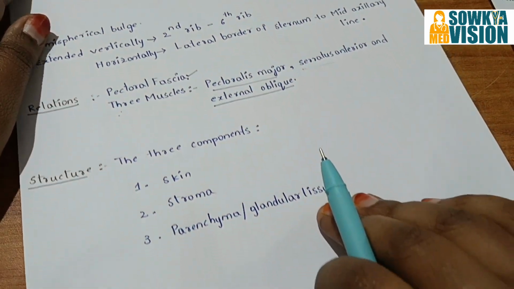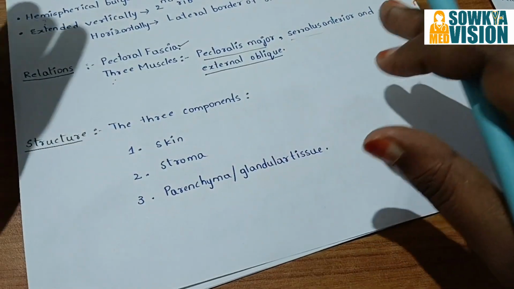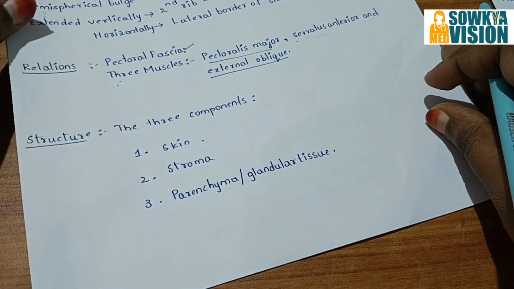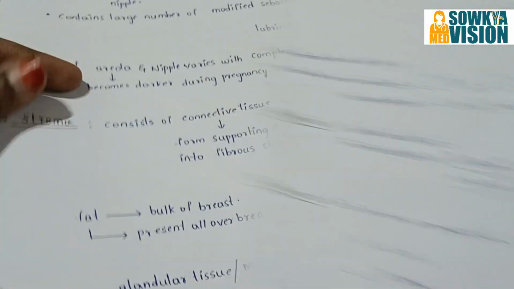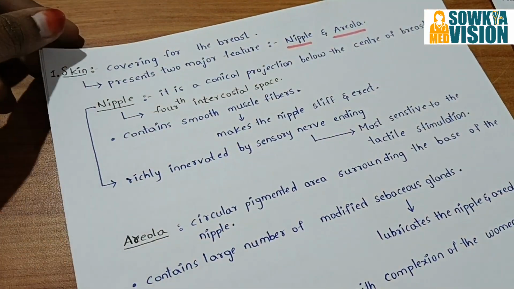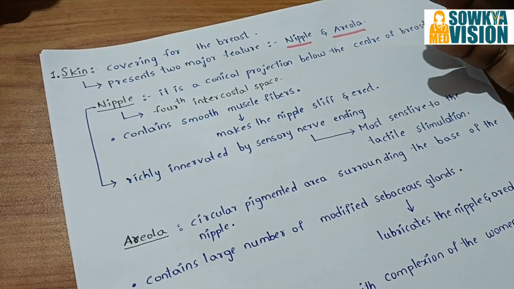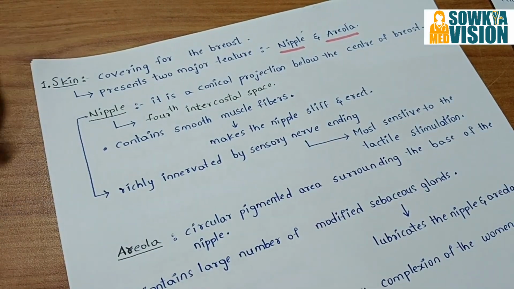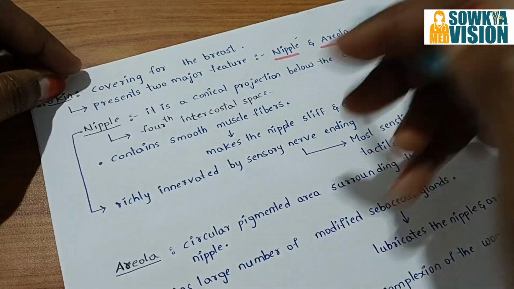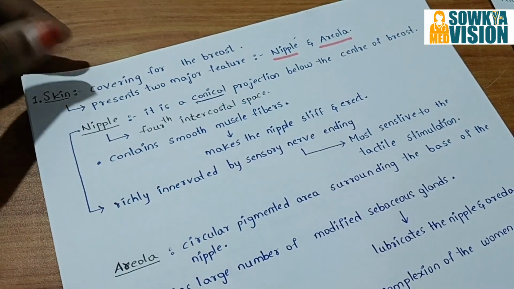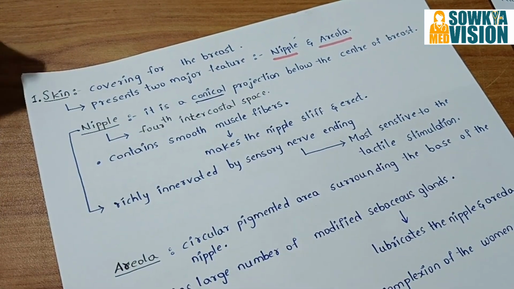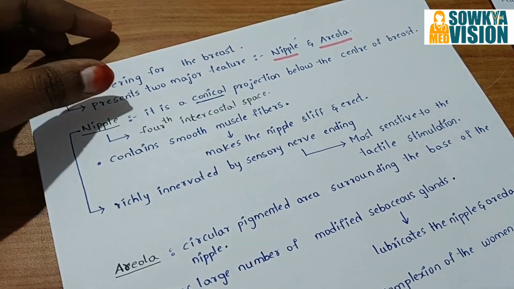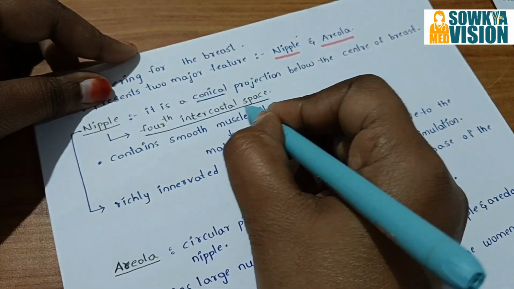Now let's see the structures of the breast. There are three main components in the breast: skin, stroma, and parenchyma, also known as glandular tissue. Let's see skin. The skin is the covering of the breast, presenting two major parts, the nipple and the areola. These two parts are pigmented. The nipple is a conical projection, presented not in the center but below the center of the breast at the level of the fourth intercostal space.